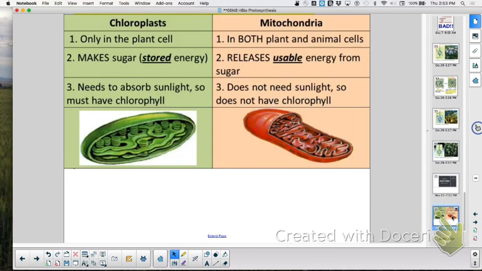And then we just kind of compared photosynthesis with cellular respiration. Got it? Good? You want to take a practice quiz?